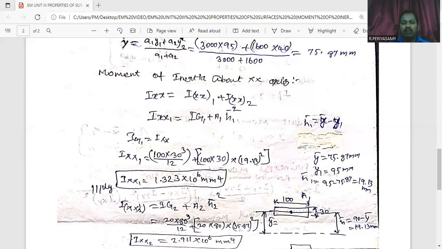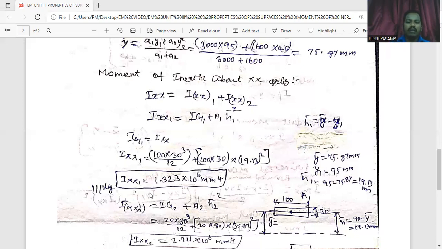We substitute this value here. So Ixx1 equals 100 into 30 power cube divided by 12 plus area of the rectangle, 100 into 30, into h1 bar value 19.13 whole square. Finally, we simplify this step. Ixx1, the first component's moment of inertia about the x-axis, equals 1.323 into 10 to the power 6 mm power 4. The unit for moment of inertia is mm power 4.